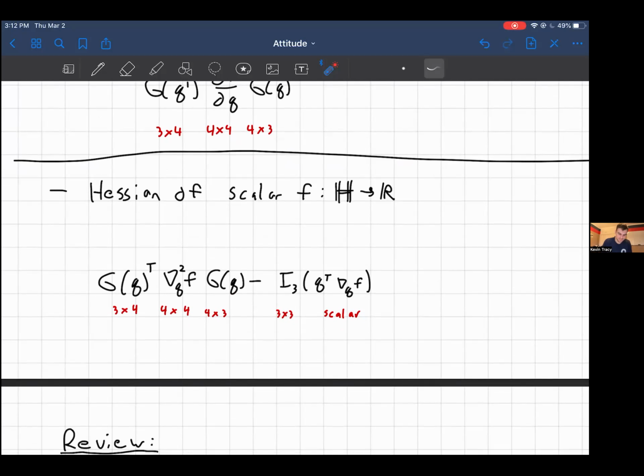But what we'll see is that this is our original Hessian. I modify this by doing G of q on the right, G of q transpose on the left, minus a 3 by 3 identity matrix. And then I have this scalar here. This is the dot product between our quaternion q and the gradient of this function f with respect to that quaternion.